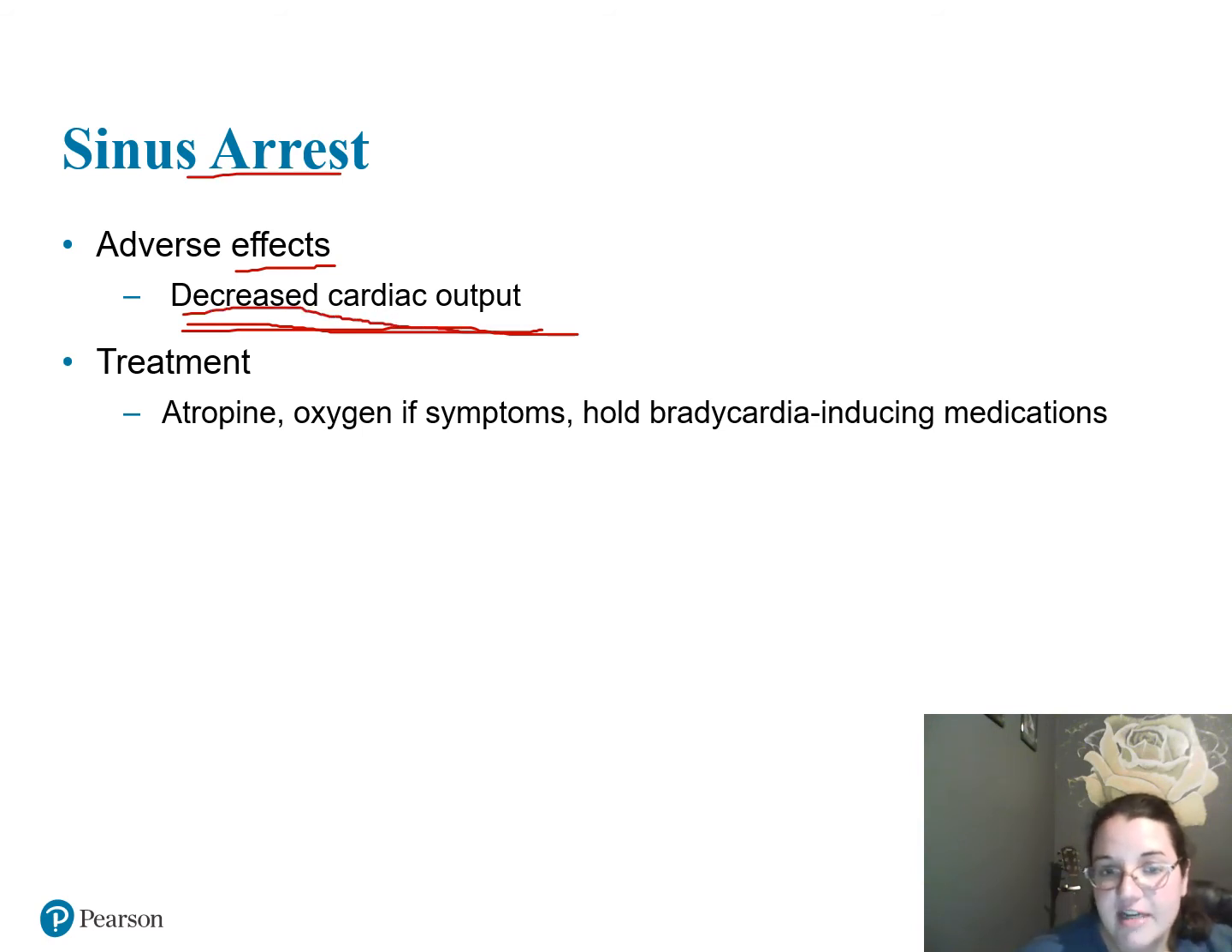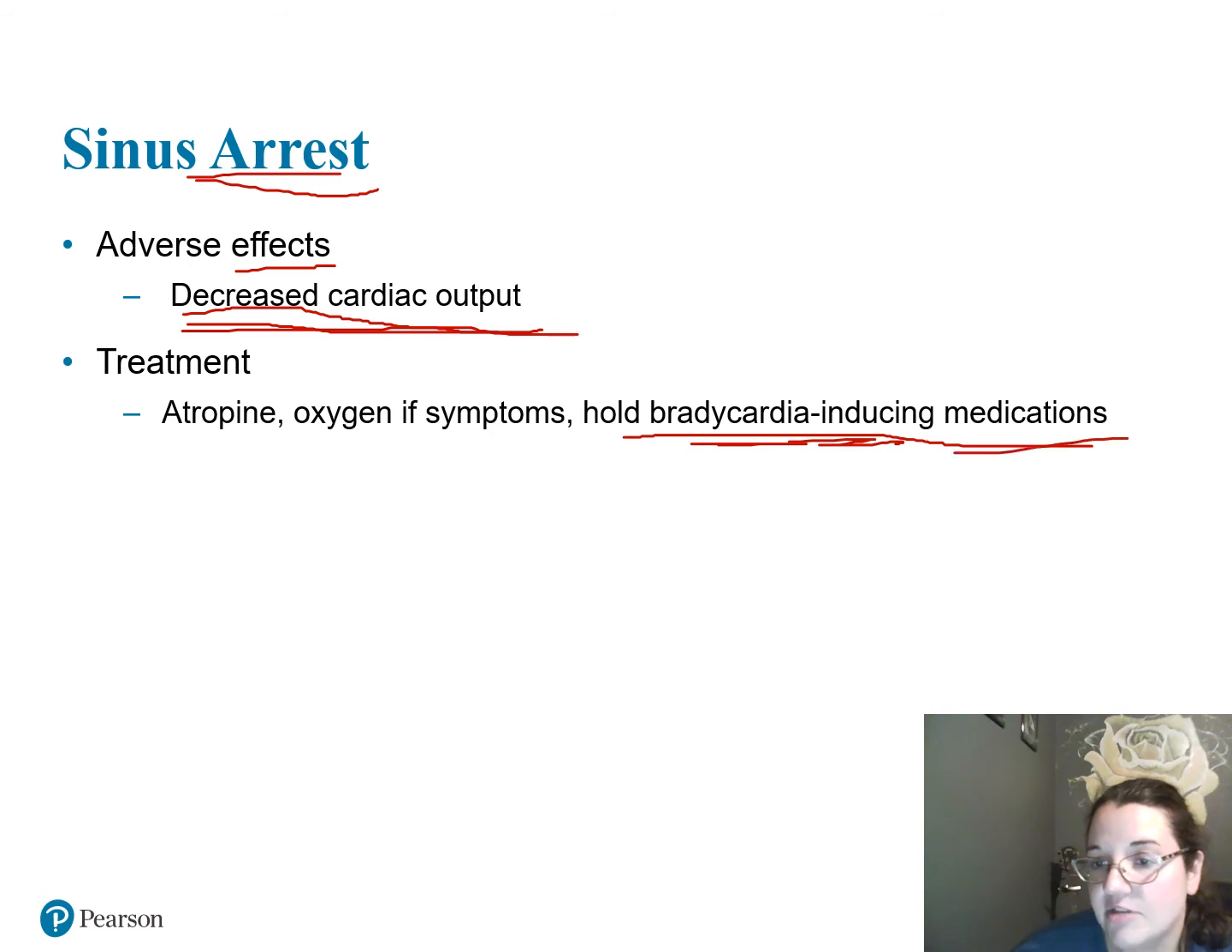How do we treat it? Atropine, oxygen if symptoms, hold any bradycardia inducing medication, meaning if we are trying to cause somebody to have a slower heart rate, then we are inducing that bradycardia. But if we are in a sinus arrest, we do not want to give the bradycardia-inducing medications.